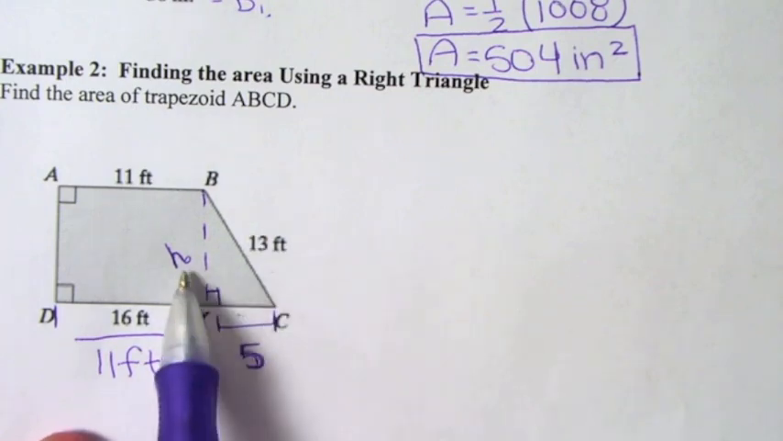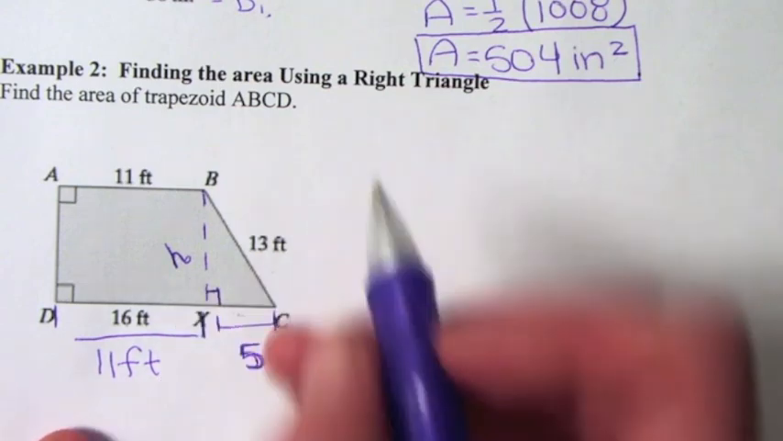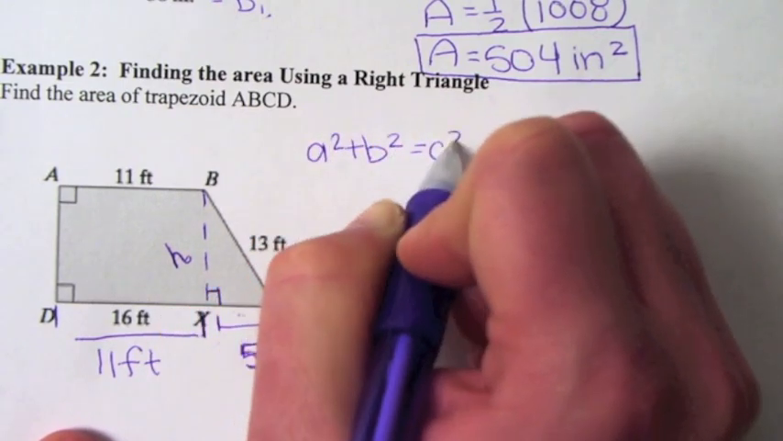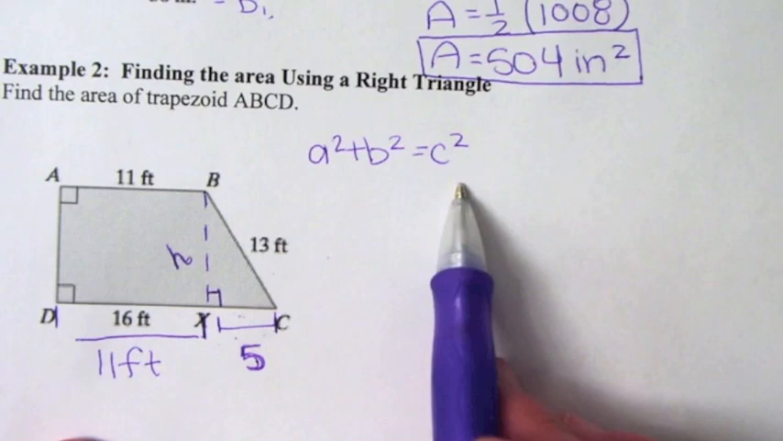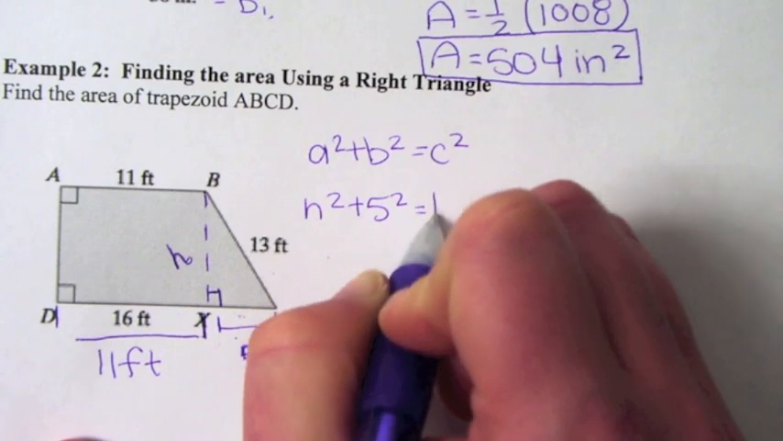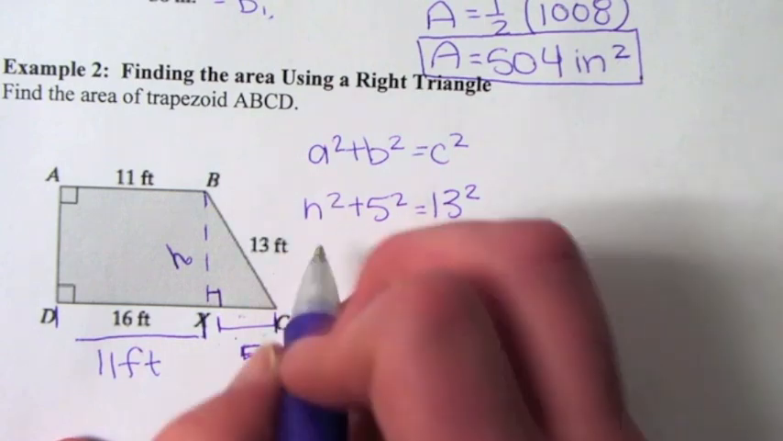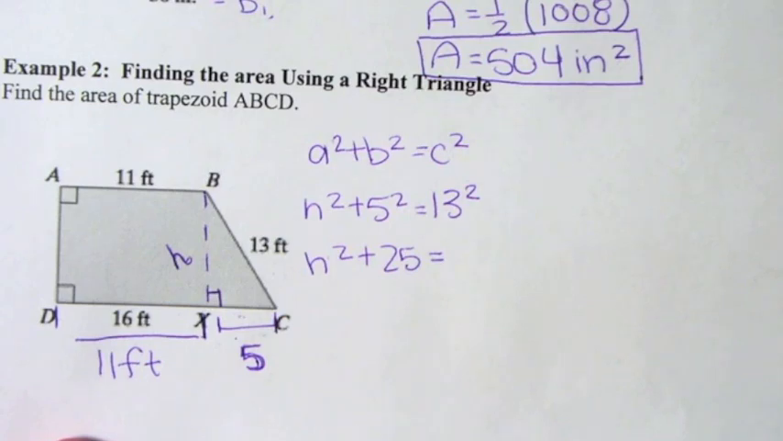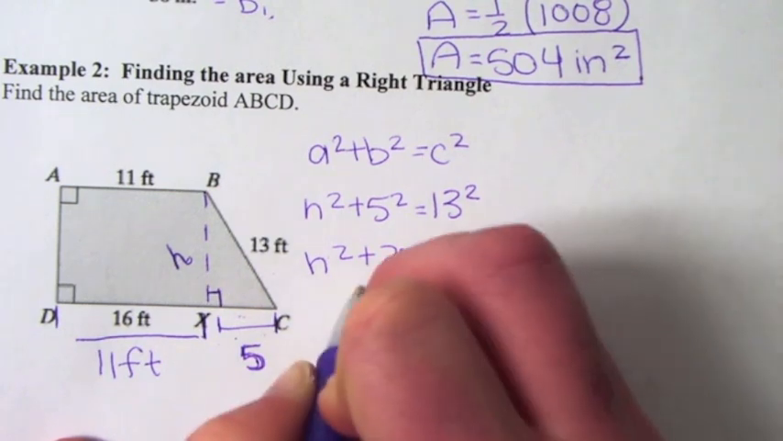So how do you think we're going to be able to find h? Okay, we're going to use the Pythagorean theorem. So a squared plus b squared equals c squared. Okay, our hypotenuse is always c. So we're going to go ahead and do h squared plus 5 squared equals 13 squared. And then we can go ahead and solve for h. Okay, h squared plus 25 is equal to, anybody know what 13 squared is? 169. Okay, subtract 25.